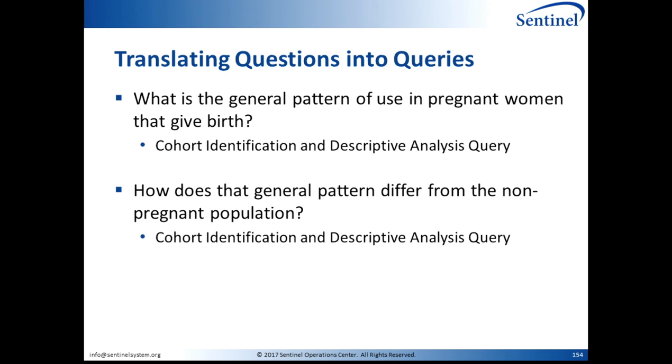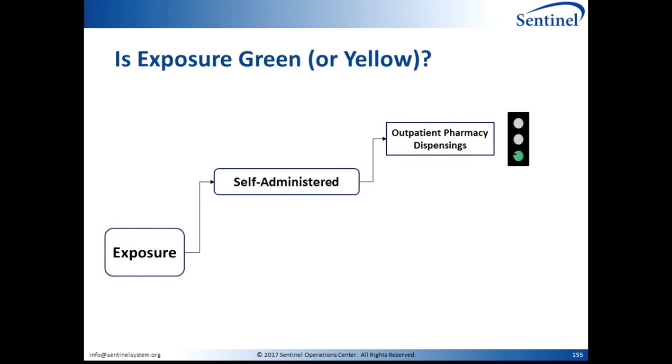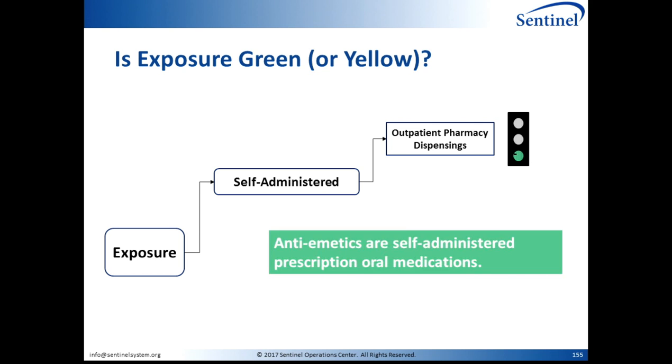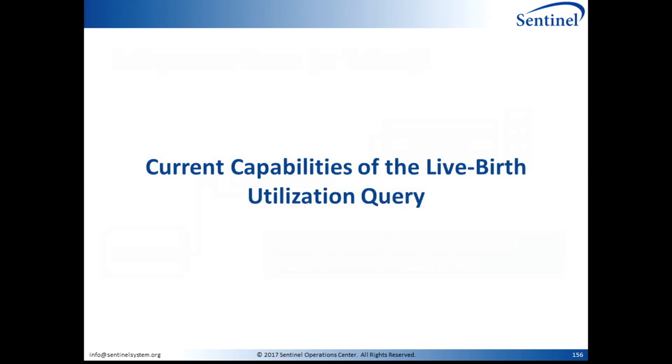And so again, we're going to use that same tool that we used before, that same computer program, the cohort identification and descriptive analysis query, to translate the safety questions here. We're going to go back to our stoplight rubric from before, which is to say, is the Sentinel Distributed Database suited to actually answer this question? We're going to think about our exposure of interest, which in this case is ondansetron. It's an antiemetic that is self-administered and is a prescription oral medication. So that gets a green light, and we can continue to work through that in our system.